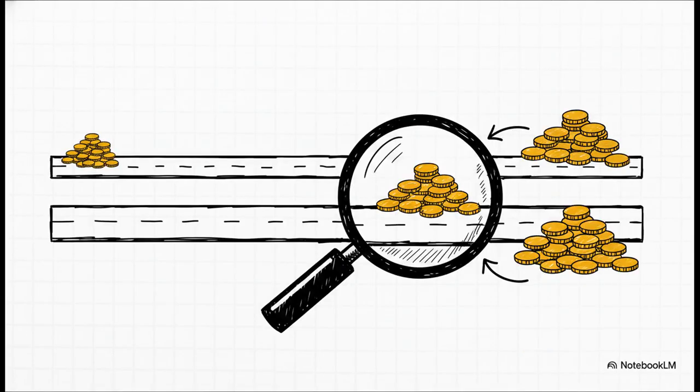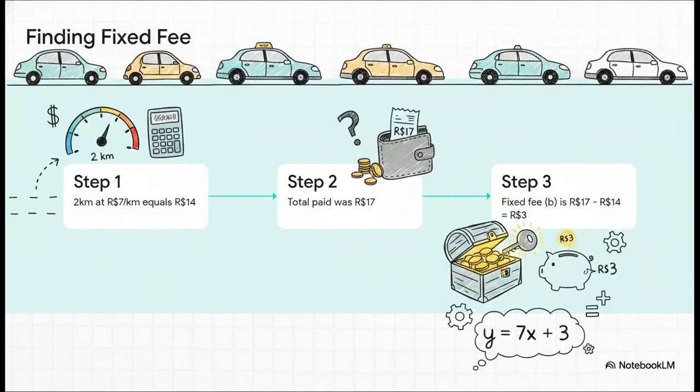Ride 1 tells us 2 kilometers cost 17 reais. Ride 2 tells us 5 kilometers cost 38 reais. First step, just find the difference. You traveled 3 extra kilometers and it cost you 21 extra reais. Well, if 3 kilometers cost 21 reais, we just divide 21 by 3. Boom, our variable rate is 7 reais per kilometer. We just discovered A, our angular coefficient. No sweat. Now we need the fixed fee, the B.